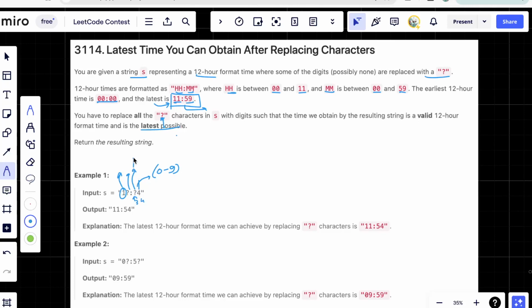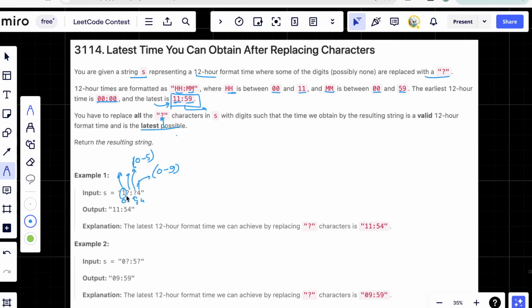Here, at the third position, you can have from 0 to 5. These are the valid digits that you can have. Now for these two, things are going to depend. This is the 1 index and this is the 0 index. Here things will depend on the 0th index. Similarly, for the 0th index, things will depend on the first index.